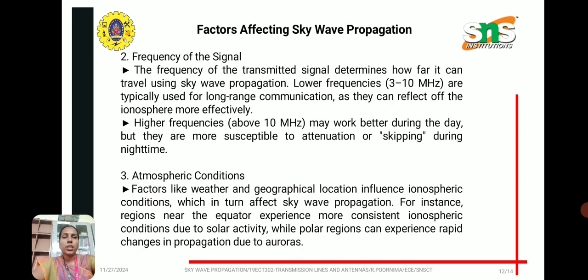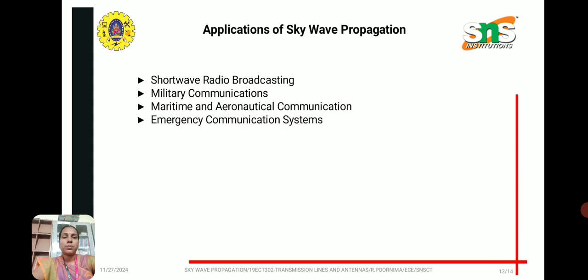Next is the frequency of the signal. Lower frequencies are typically used for long range communication. They can reflect off the ionosphere more effectively. High frequencies may work better during the day, but they are more susceptible to attenuation or skipping during the night time. Next is the atmospheric condition. Factors like weather and geographical location influence the ionospheric condition, which affects skywave propagation.